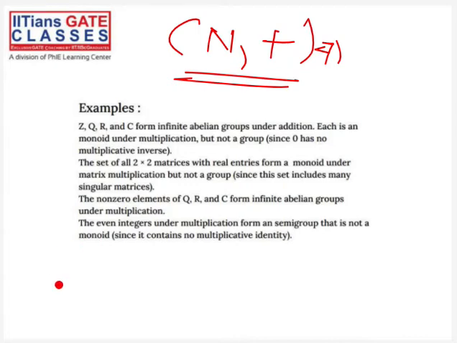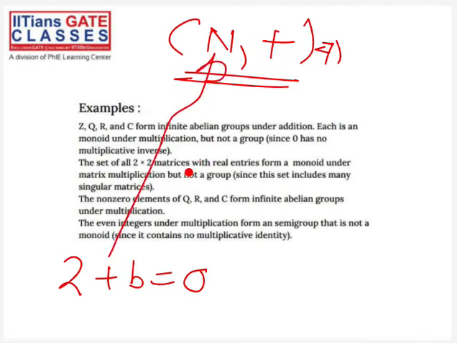For example, if I ask you what is the inverse of 2, then let's assume that the inverse of 2 is b. Then 2 plus b must be equal to 0. So b is equal to minus 2. But minus 2 is not here. You can see. So you can say that the inverse property is not satisfied by this.